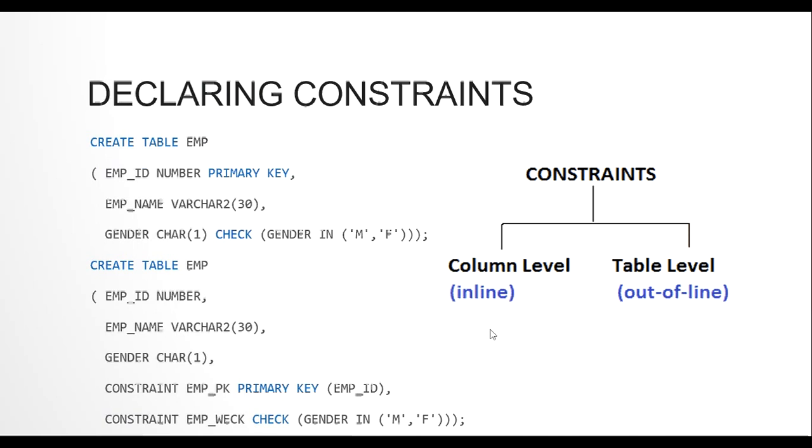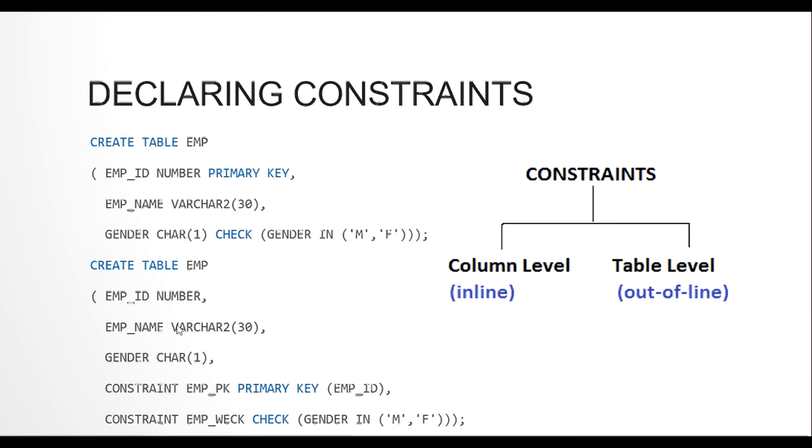Take the first example, create table EMP. I've created the table with employee ID, number, primary key. Here, I'm giving primary key with the column declaration itself. So in this column declaration I have the constraint declaration. This kind of declaration is known as a column level declaration, or inline declaration.